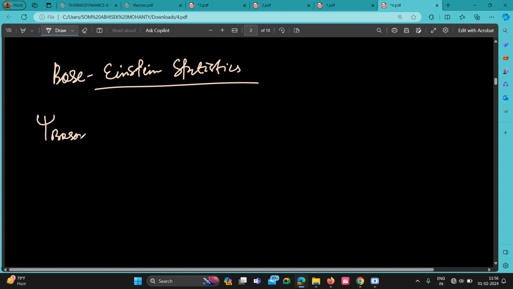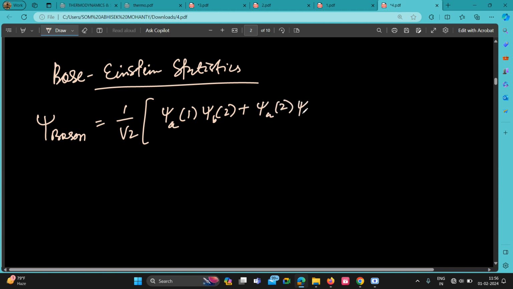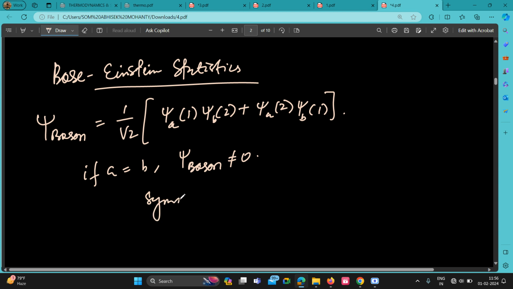Now quantum statistics, Bose-Einstein statistics. Psi boson is equal to 1 by root 2 (psi A1 psi B2 plus psi A2 psi B1). So if A is equal to B, then psi boson will not be 0. This is called a symmetric wave function, right? This is symmetric.